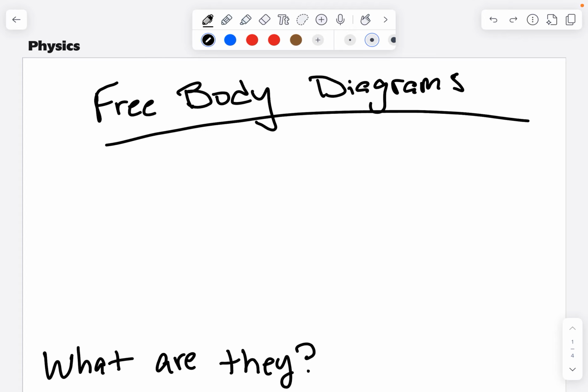Today we're going to go over free body diagrams. Free body diagrams are one of the most common things in any physics or engineering class. Most students don't struggle with the physics because it's hard. They struggle because they skip this one crucial step, and that is drawing free body diagrams. Today I'll show you the basics of how to draw it, what it actually is, and how to use it to solve problems. So first things first, what are they?